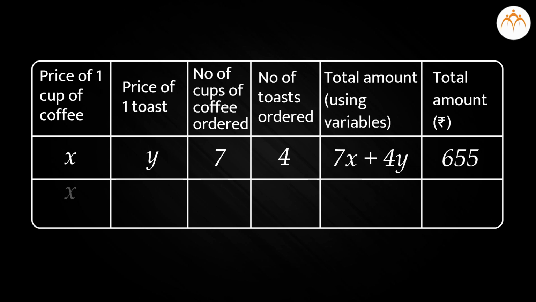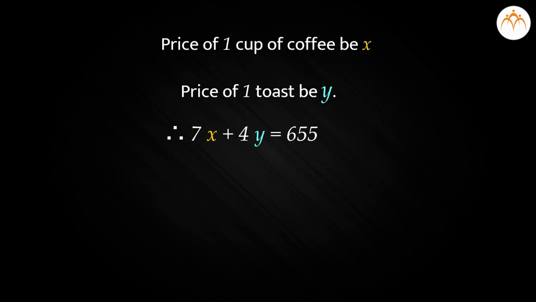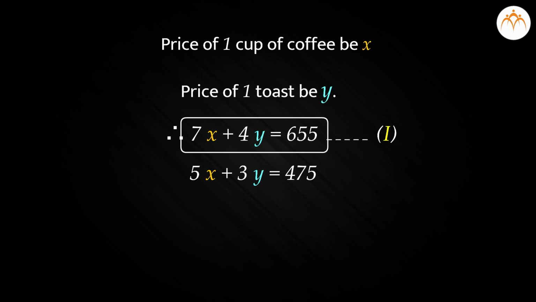For the second equation, x cups of coffee and y toasts. Here we have 5 cups of coffee and 3 toasts. Therefore, the equation becomes 5x plus 3y, and the total amount is 475. Therefore, 7x plus 4y is equal to 655, equation 1, and 5x plus 3y is equal to 475, equation 2. Let us solve these 2 simultaneous equations to find the values of x and y.